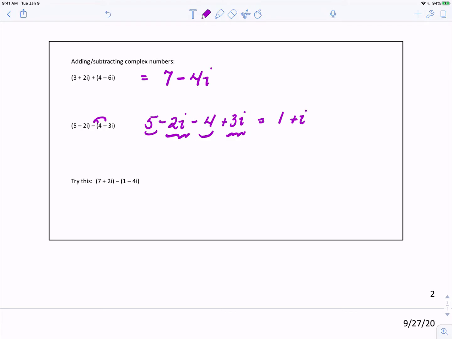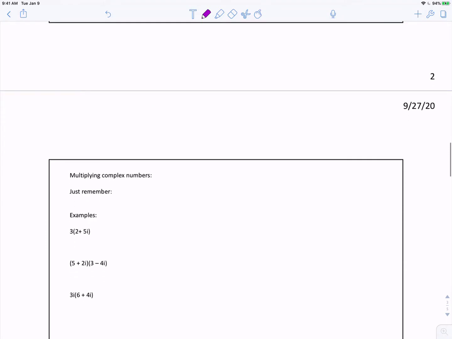And so here's one for you to try. See if you can do (7 plus 2i) minus (1 minus 4i). And don't forget, distribute the negative sign.